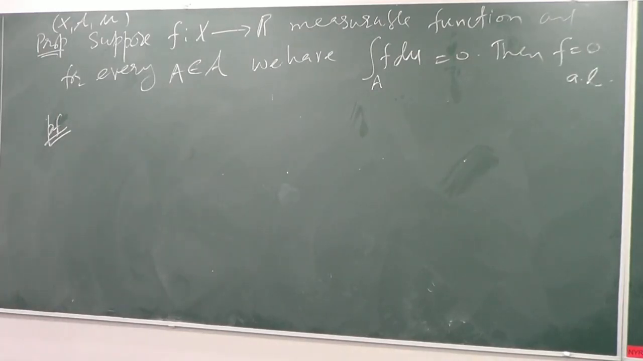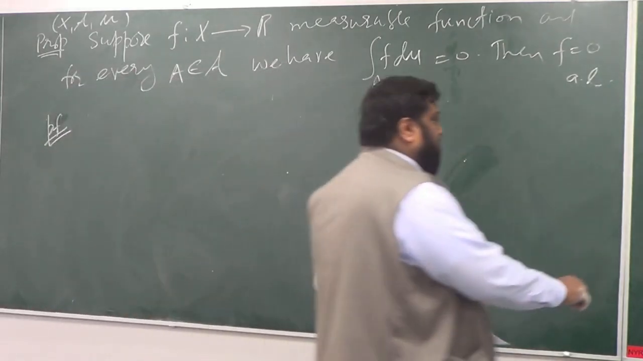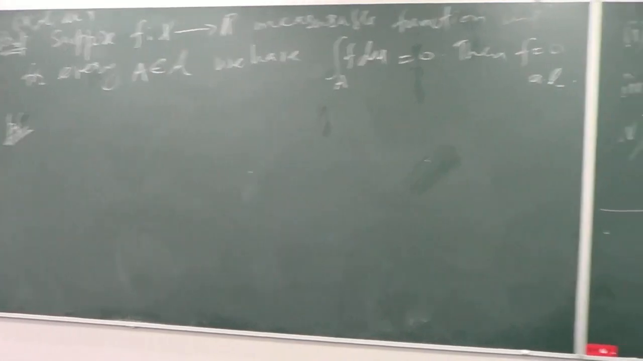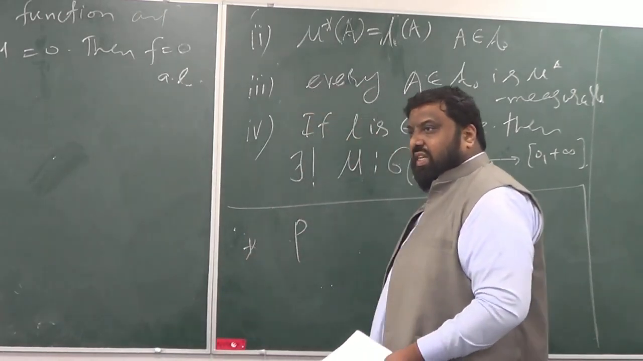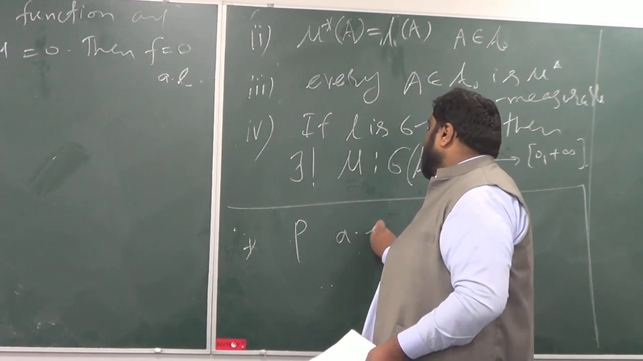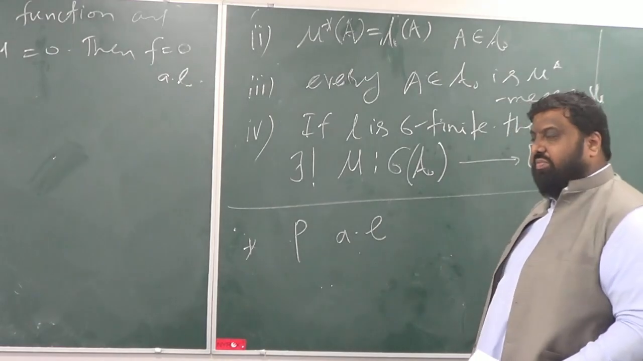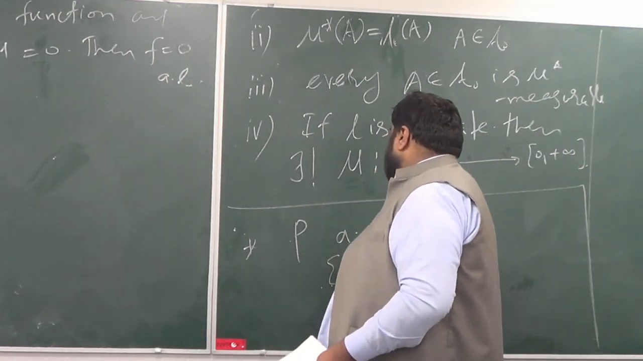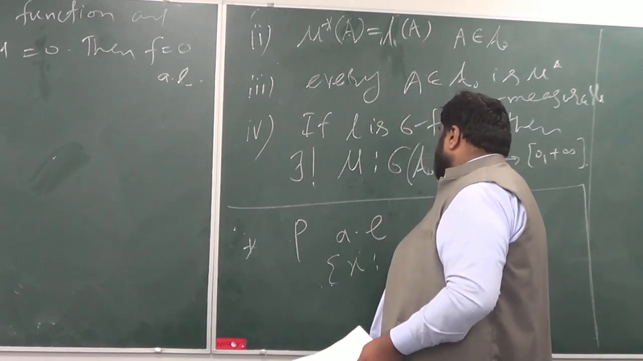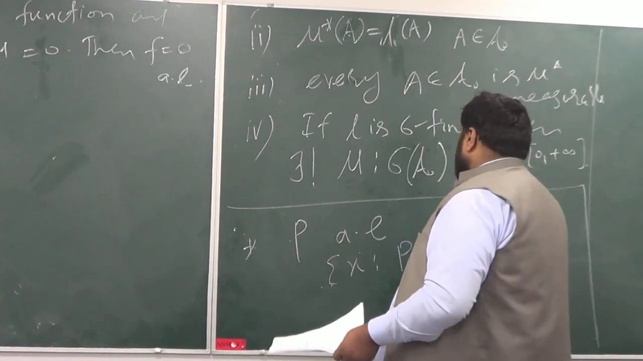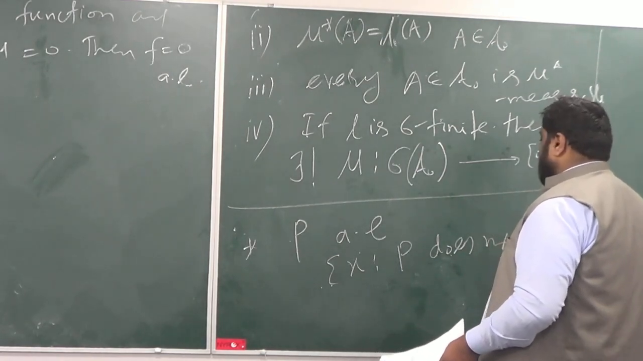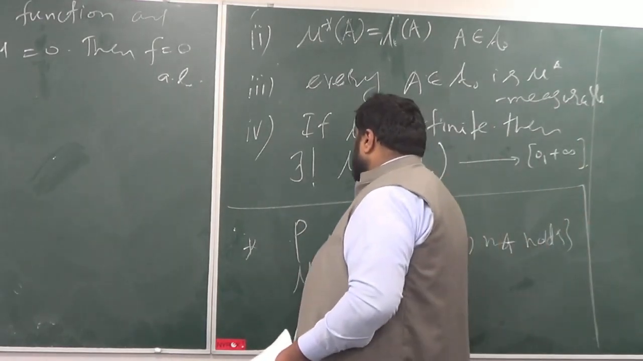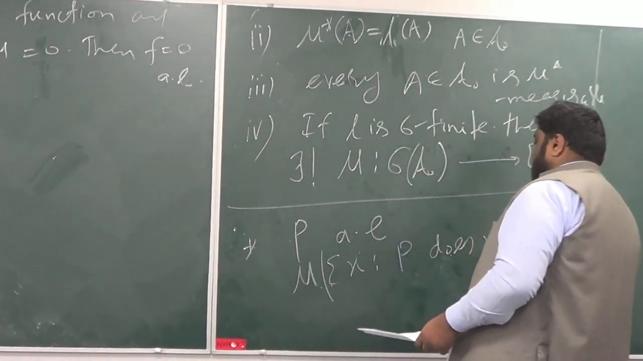Sir, what is the precise definition for almost everywhere? Okay, almost everywhere. I hope that I have defined it. So in other words, P is some property. When I say that P holds almost everywhere, it means that the measure of the set of points for which the property P does not hold is 0.